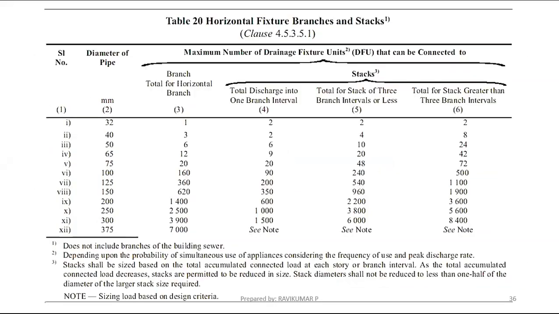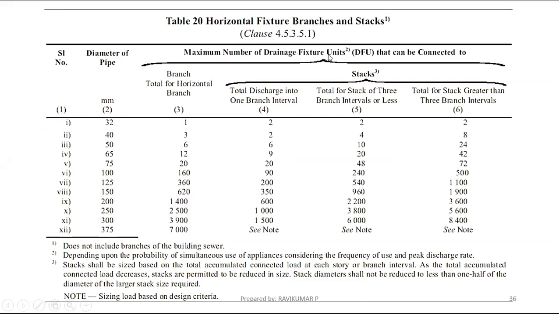If you go to another table, I will explain this table. Horizontal fixture branches and stacks. Clause 4.5.3.5.1. Serial number, drain pipe size. Same thing, with the pipes we are using; that only they have provided.